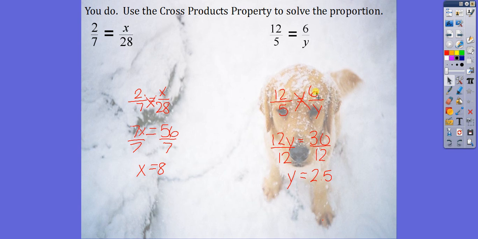Same here, I know you can find the rule, 12 becomes 6 by dividing by 2, but you have to use cross products. So you get 12y equals 30, and then you divide by 12, and you get 2.5.